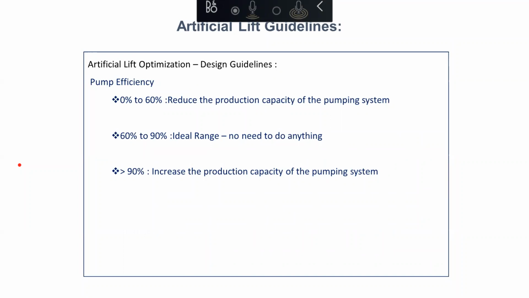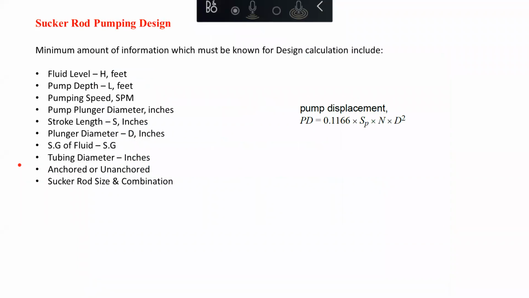For pump efficiency, if your pump efficiency is 0 to 60%, you will reduce the pump capacity. That means you will use a lower SPM or a lower plunger size. 60 to 90% is the ideal range for pump efficiency. If it's more than 90%, you will increase your SPM, or you will increase your pump diameter.